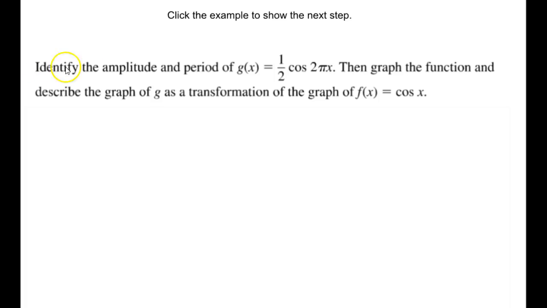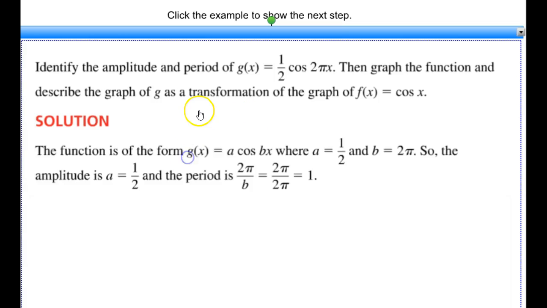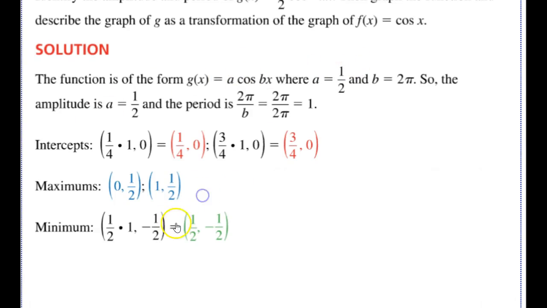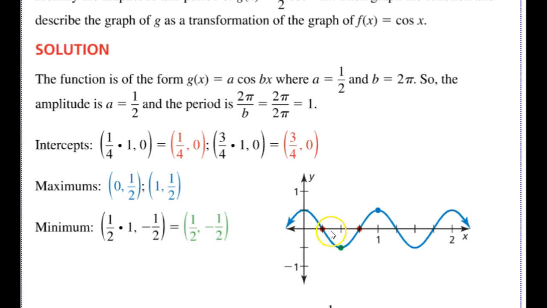So let's look at our next example. Identify the amplitude and period of this function, then graph it and compare. Okay, so first thing I see is my a value is 1/2, my b value is 2 pi. So my amplitude is 1/2, and my period, I take 2 pi, divide it by b, which was 2 pi, which gives me 1. So now I know I'm dealing with the cosine function, so I can start with those intercepts, find my maximum and minimums, and see what I'm looking at.